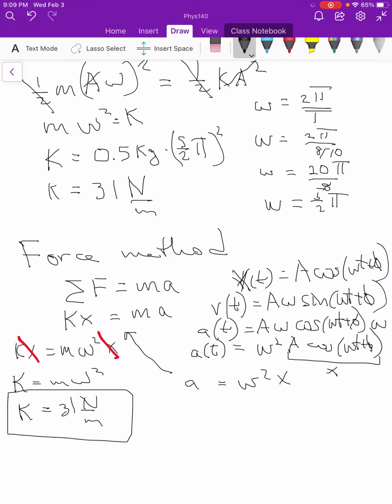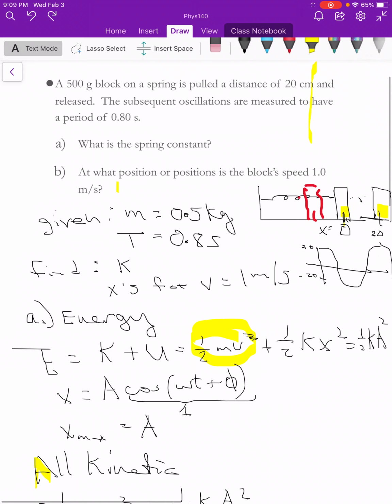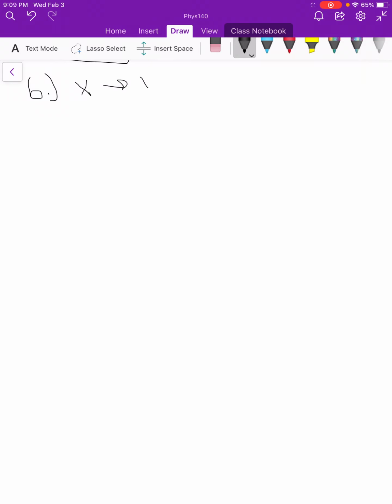And now we're moving on to part B, if we just rewind that and take a look. In part B, we want to know what is the position or positions where the block speed is 1 meter per second. So what we're going to do here is use the energy equation again. So this is going to be B, and we're looking for the position given v is equal to 1 meter per second.